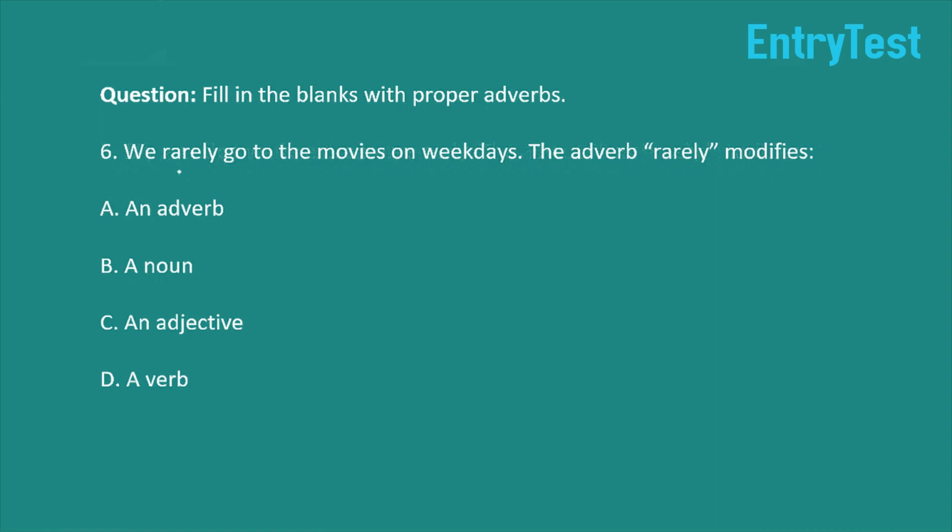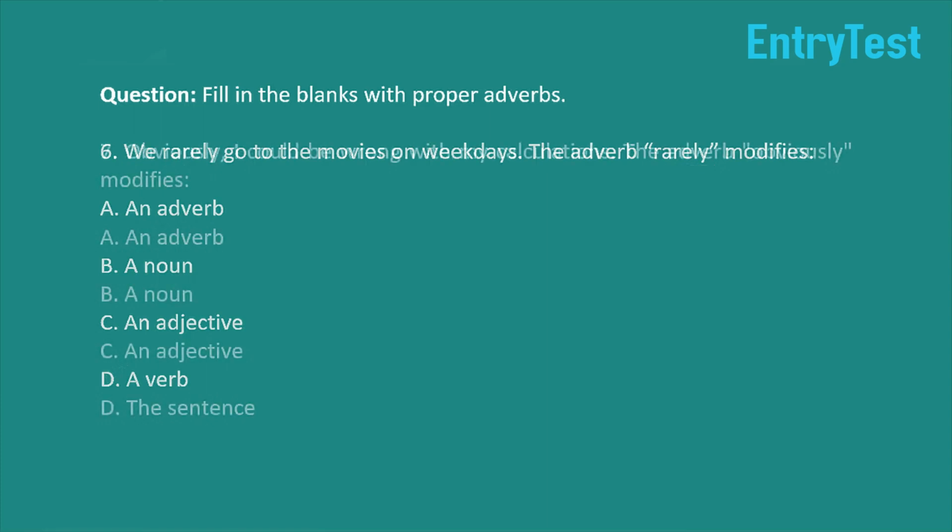Next, we rarely go to the movies on weekdays. The adverb rarely modifies. Okay, so let's see. We rarely go to the movies. Now go is the action and the action is being described by rarely. So the frequency is very, very low. So rarely is showing me the frequency of the action. So it is modifying go. Hence, rarely is modifying a verb. B is the correct answer.